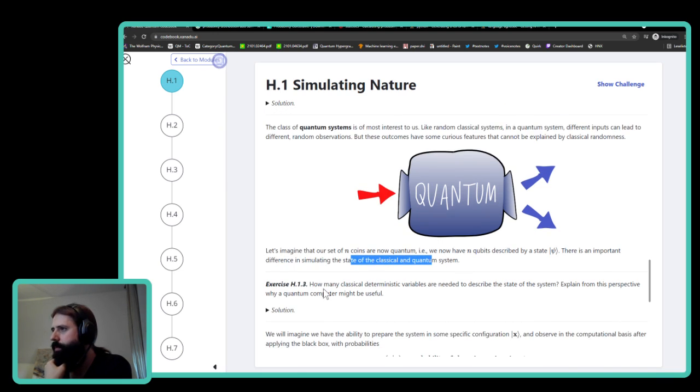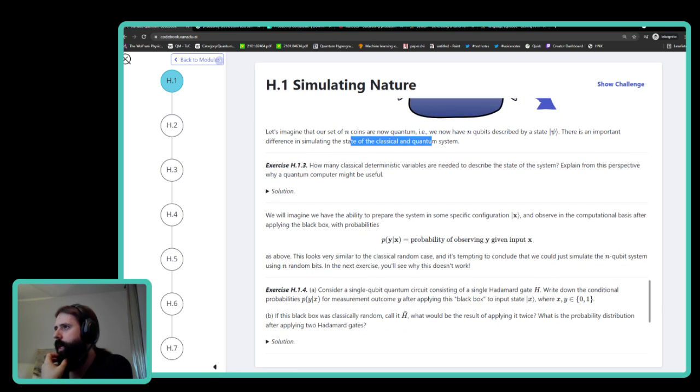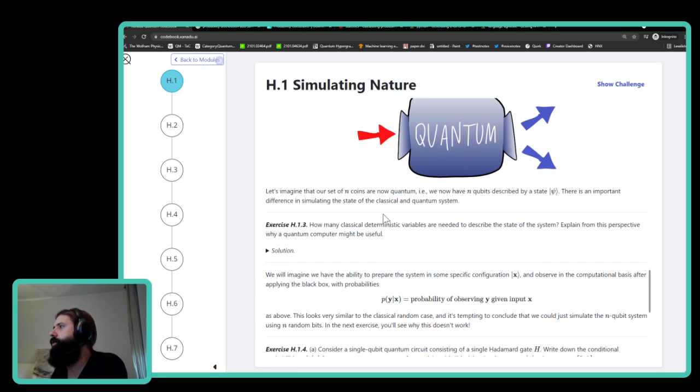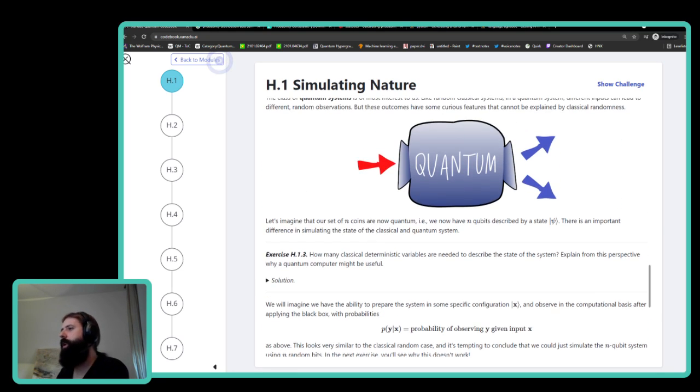Yeah. So the exercise. No, no, no, no, no. I thought that was the solution. Okay. So there are two exercises. So exercise: how many classical deterministic variables are needed to describe the state of a system? Explain from this perspective why a quantum computer might be useful. Okay, so how many classical deterministic variables are needed to describe the state of a system?